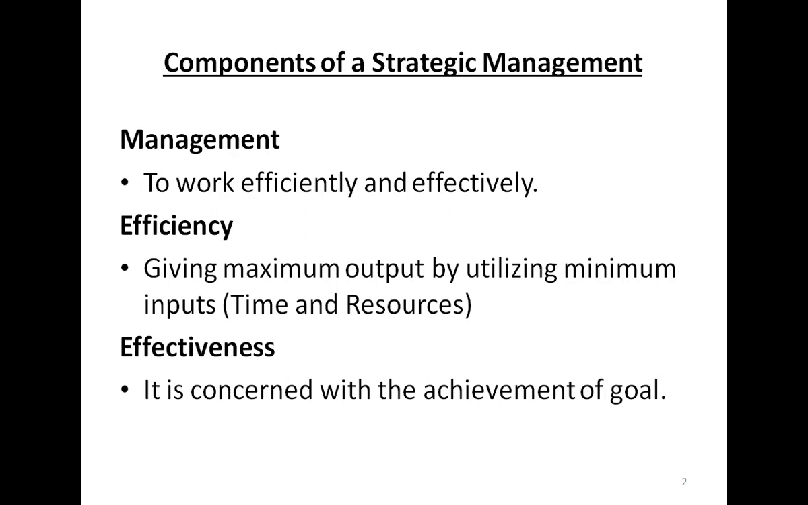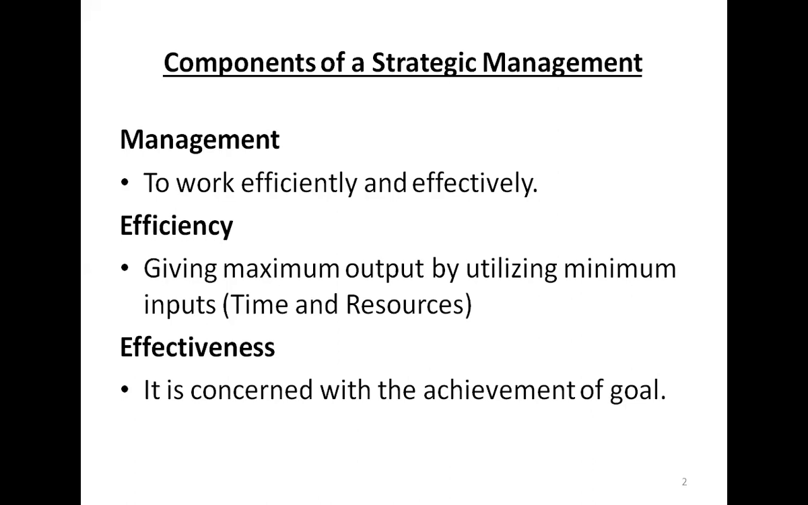If you see, giving maximum output by utilizing minimum inputs, and those inputs are actually time and resources. So by giving maximum output with the utilization of minimum inputs, that is the time and resources, we call this phenomena to be efficiency. Like, for example, if I ask Ali to go and bring a glass of water for me, and if he performs this activity within 2 or 3 minutes, so I consider the performance of Mr. Ali to be efficient because he has utilized minimum resources, which was actually the time, and he brought that glass of water for me within 2 or 3 minutes. So I consider his performance to be efficient.